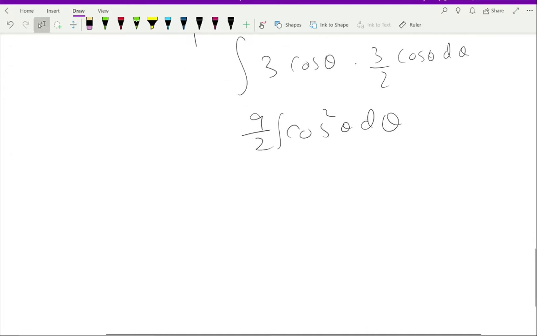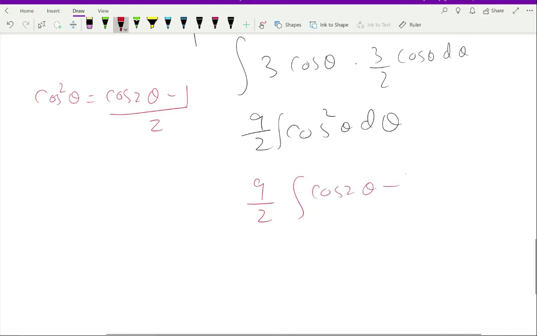Now we have to integrate cosine square theta. How do we integrate cosine square theta? Well, we have to use the double angle identity. If you don't know that, you have to check my trigonometric integration video series definitely. So 9 over 2, cosine square theta is actually (cosine 2 theta plus 1) over 2. That's the double angle identity. So it's (cosine 2 theta plus 1) over 2 d theta.